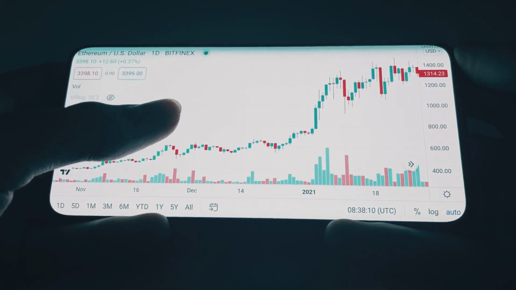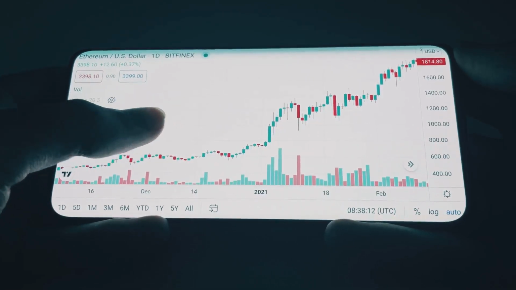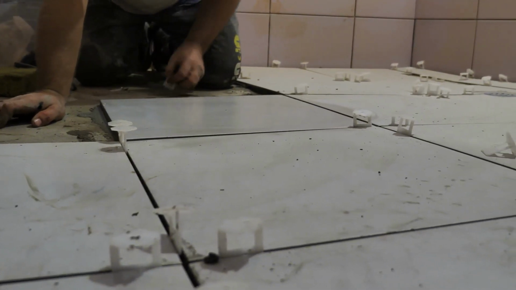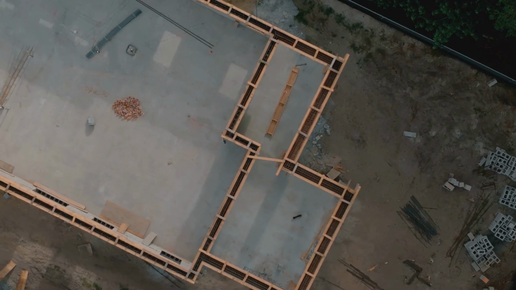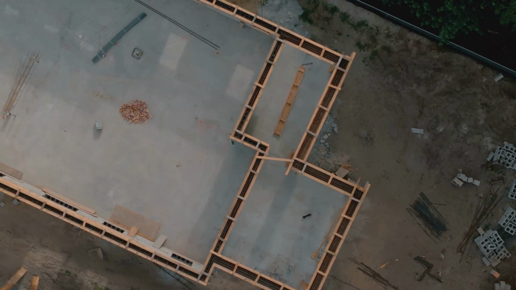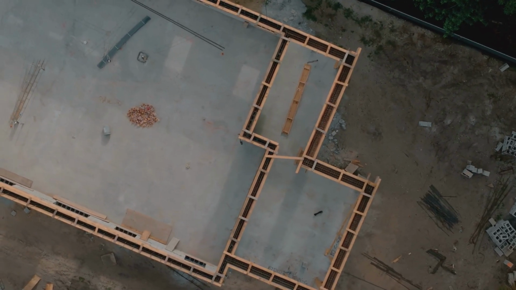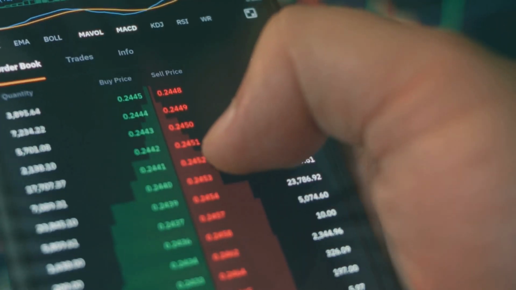Think of it like this. Imagine you're building a house. You wouldn't start with the bathroom tiles, right? That would be chaotic and inefficient. You'd start with the foundation and the overall structure. The same principle applies to trading. That's what top-down analysis is all about.